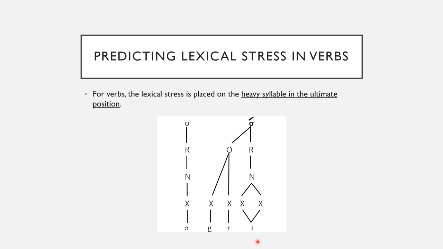In this word, agree, the syllable in the ultimate position, this one, has the monophthong E, which is a heavy vowel. As explained in the stress placement algorithm, the lexical stress is placed on the heavy syllable, so the lexical stress is assigned in the ultimate position.